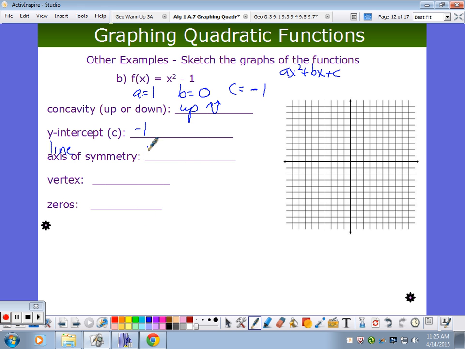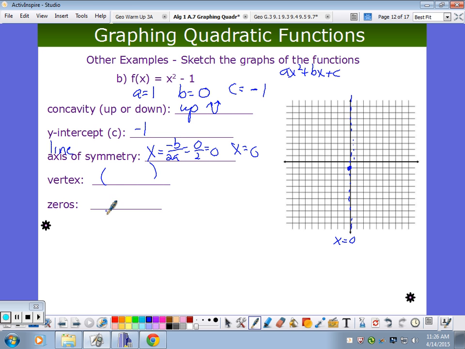How do I find it? X equals negative b over 2a. Negative 0 over anything is 0. X equals 0. So it's just the y-axis, right? Isn't that x equals 0? Yeah. And then my y-intercept, I forgot to do that one. It's here, right? Now this one, there's no 3-point.